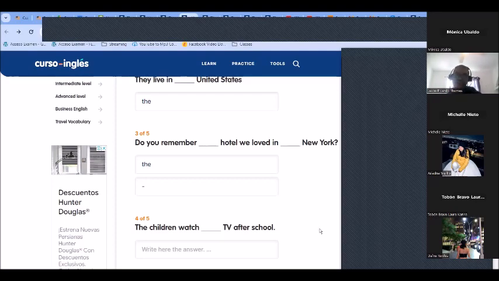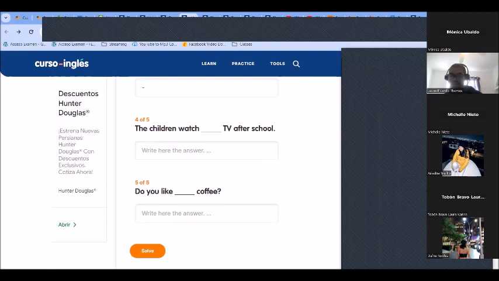Okay. One more time. Do you remember the hotel we loved in New York? Okay, do you remember the hotel we loved in New York? Good. Valeria, hopefully you got a good idea from the recap I just did. What do you think we should use here in number four, Valeria? Do we need an article or no article? Children watch. No, the. Good. The children watch TV after school. Perfect. All right, and Monica, back to you, number five. Especias igual, ¿no? Do you like coffee? Exactly. Not a specific brand of coffee, but coffee in general. And yes, coffee is lovely.